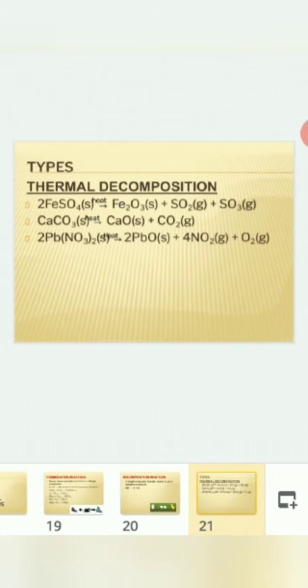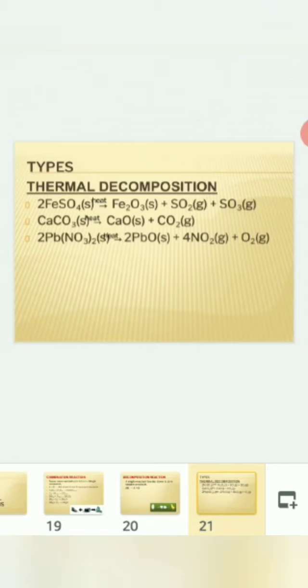Next, decomposition. The first type of decomposition is thermal decomposition. Thermal decomposition takes the help of heat to carry out the reaction. So when decomposition happens in the presence of heat, that type of decomposition reaction is called thermal decomposition.